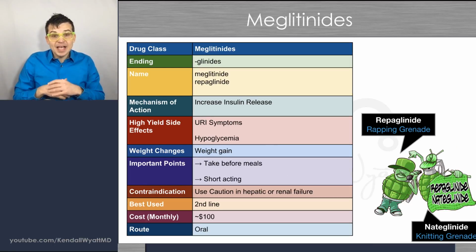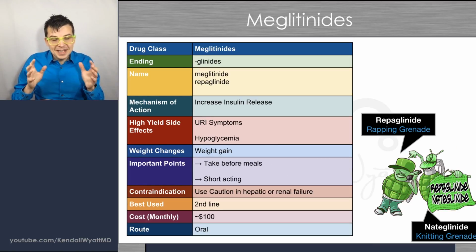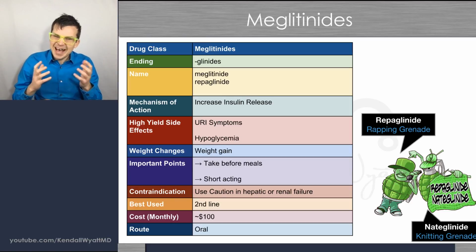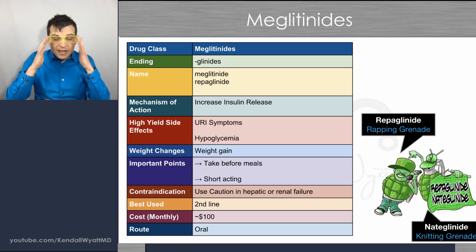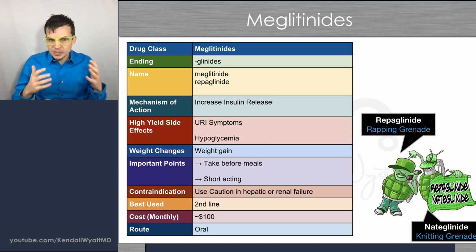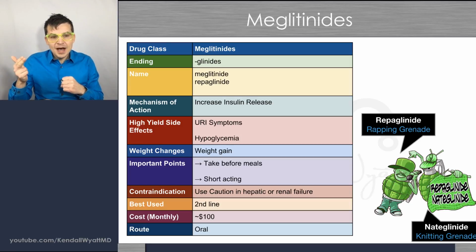The next drug class I want to talk about are the meglitinides. Now, these medicines kind of end in glinide, and I know I cheat a lot on these drug endings because they're not really across the board. But that's because if you're just remembering the diabetes medicines, it really kind of helps have those little endings. This includes nateglinide, repaglinide, meglitinides, and what's important about these medicines, you can remember our little wrapping grenade and our knitting grenade to help you remember from the Picmonic characters.